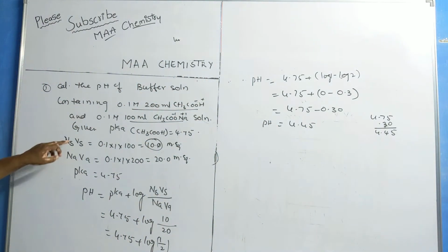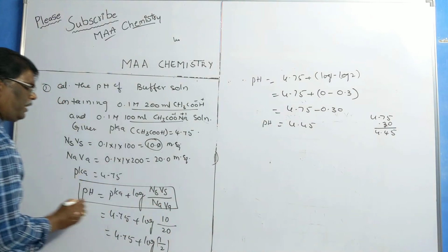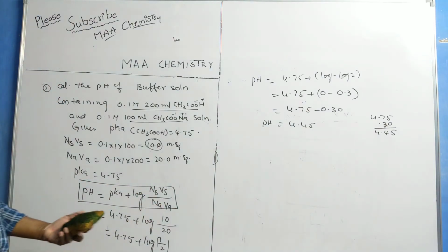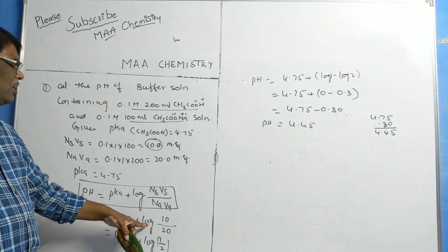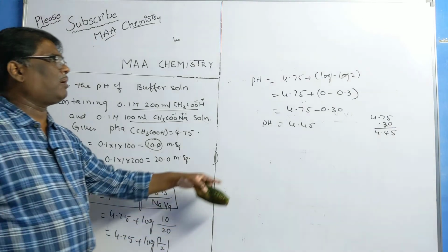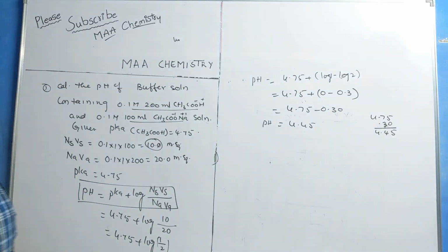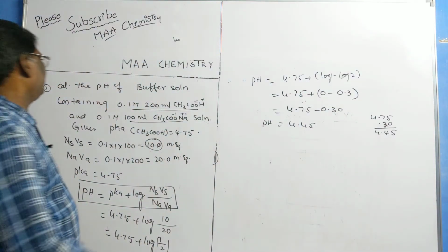Again, here the strength of salt is taken, the strength of acid is taken, and the pKa value is given. Please remember the formula: pH is equal to pKa plus log of NsVs by NaVa. 4.75 plus log of 10 by 20, which is 1 by 2. Log m by n is log m minus log n. Log 1 is 0, minus 0.3. Thus the value is calculated.